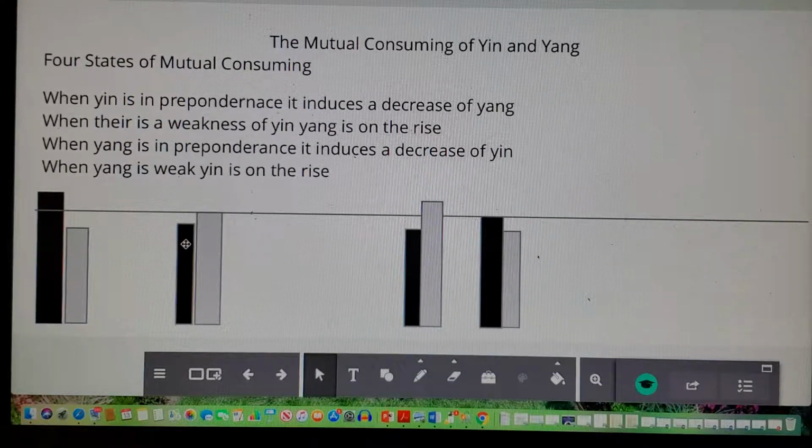But that's not an overly excessive force. It's just showing that yin is on the decrease inside the body. I'm still in the process of understanding this, and so as I learn more, I'll do another video in which I show what I've learned.